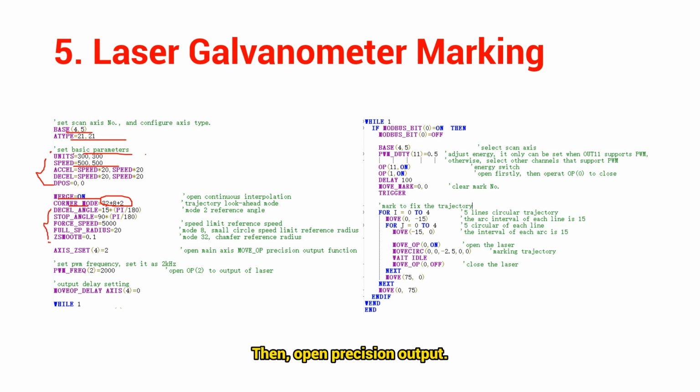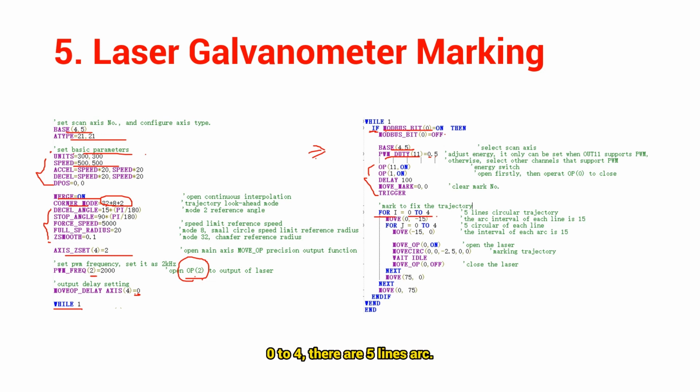Then, open precision output. Set frequency. 2 is the actual laser wiring. Please refer to the actual wiring and laser manual. No need for delay, so set it as 0. Then use one while loop to mark. Use if to judge the condition. Select axis. Set duty cycle. These are preparations. Then clear and mark.